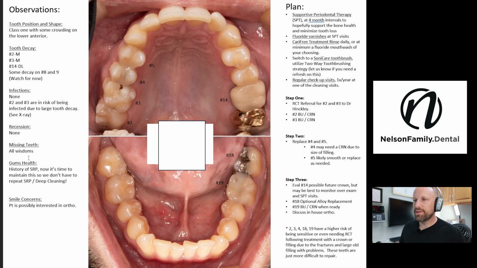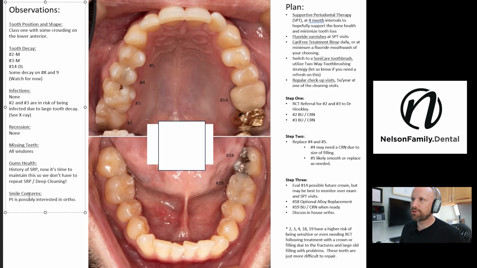The gum health, there is some history of deep cleaning, and now it's time to maintain this so that we don't have to repeat SRPs or scaling and root planing. Smile concerns, our patient, we talked about there's some crowding, some rotations on the teeth, which we might decide to address down in the future.